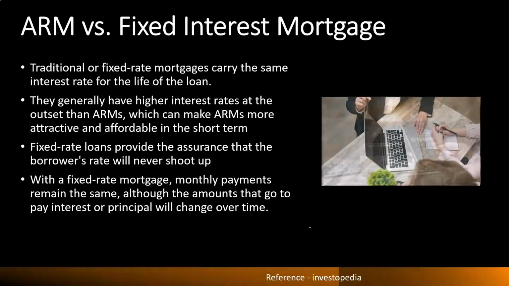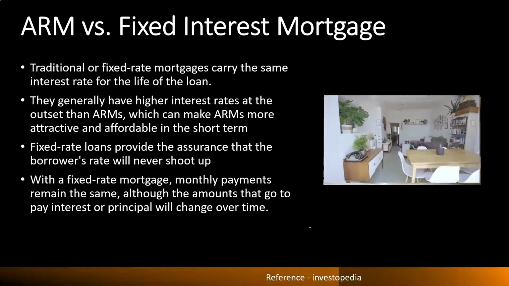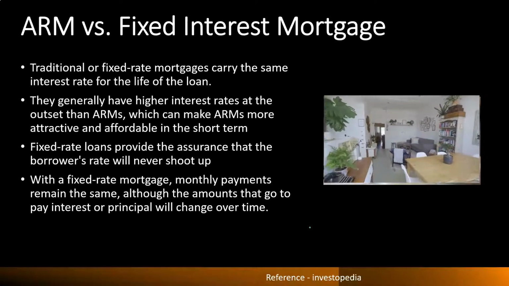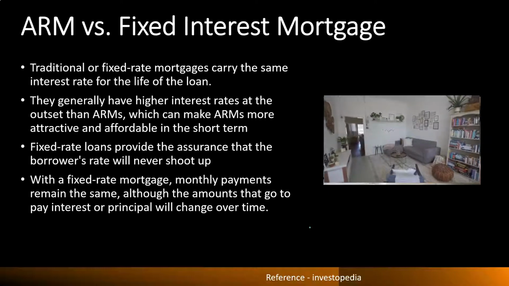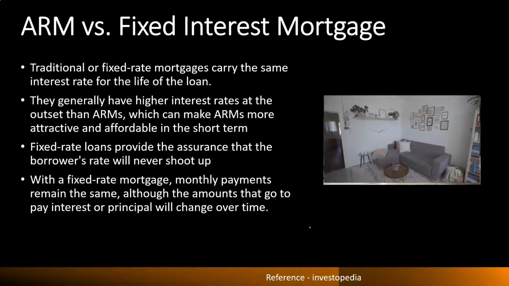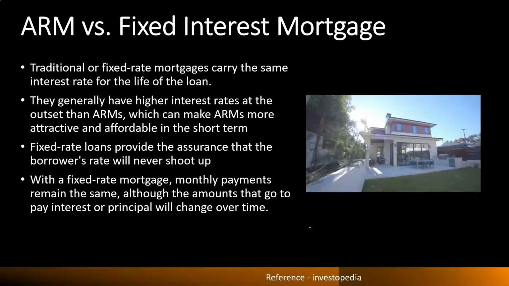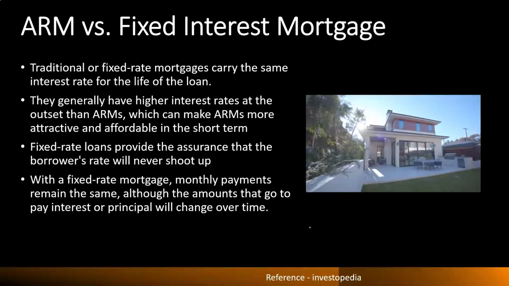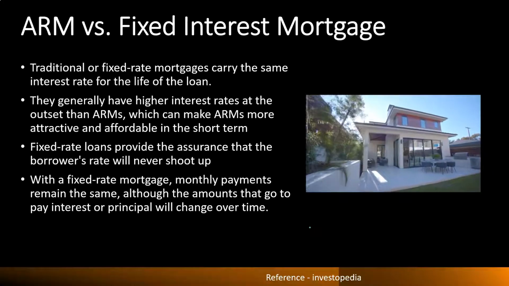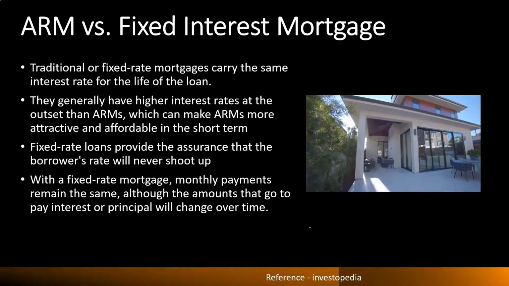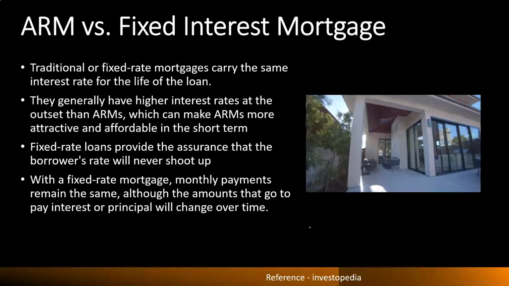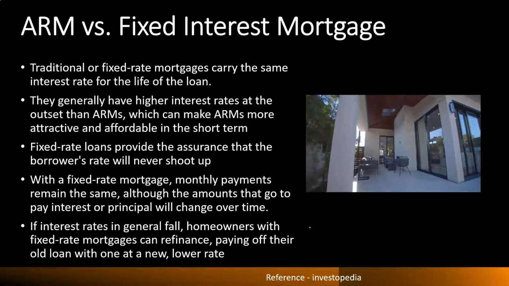So with a fixed rate mortgage, monthly payments remain the same, although the amounts that go to pay interest or principal will change over time. So we've seen the amortization tables, and you really want to get an idea of the amortization tables on your 30-year fixed mortgage and see how the breakout of the interest and the principal kind of work out, even though the payments are the same, to end up in a fully amortized loan at the end, meaning the loan balance is zero at the end point.